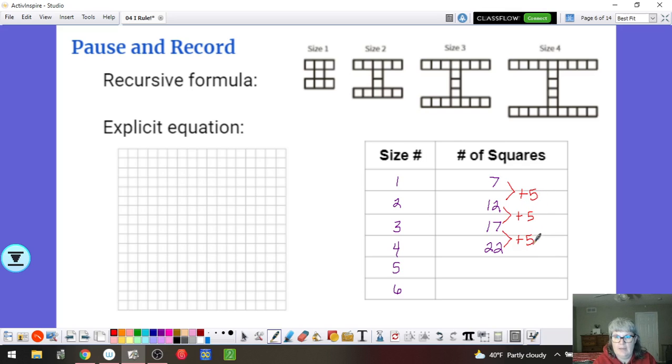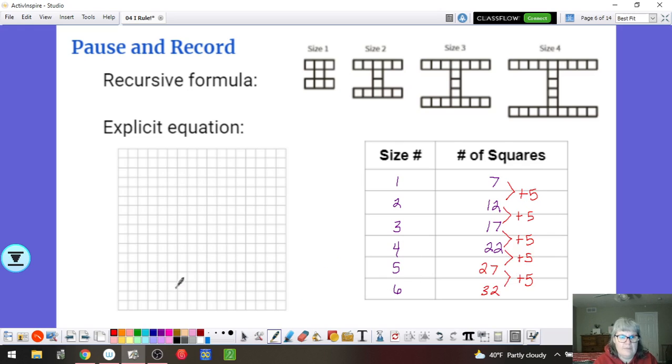It's always adding 5. So I'm going to add 5 to the 22, and I'm going to add 5 to that value to get size 6. So 22 plus 5 is 27. 27 plus 5 is 32.